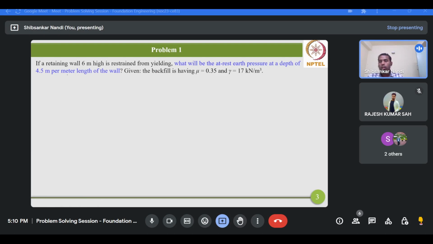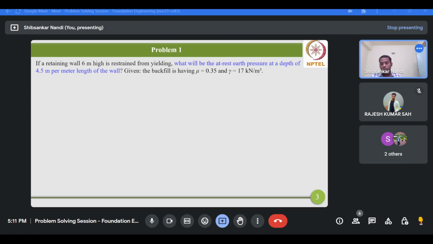Problem 1 is about a retaining wall which is 6 meters high, and it's basically restrained from yielding. It's asked what will be the at rest earth pressure at a depth of 4.5 meter per meter length of the wall. These are the backfill properties: the backfill has Poisson's ratio 0.35 and unit weight 17 kilonewton per meter cube.